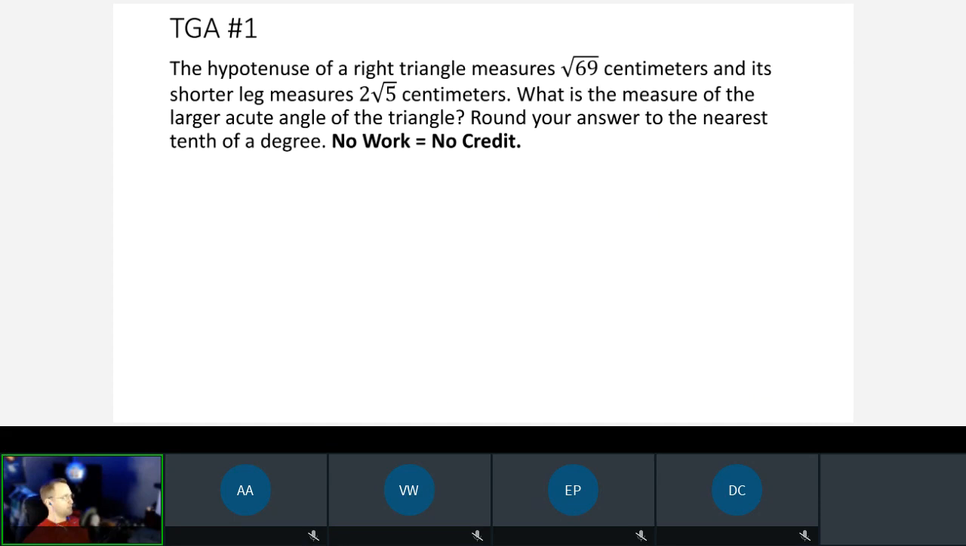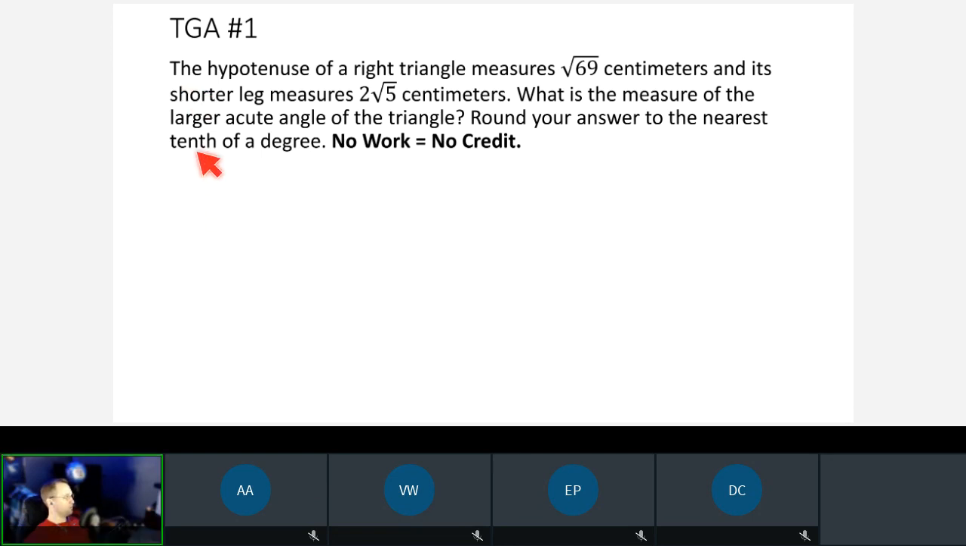All right, TGA number 1. The hypotenuse of a right triangle measures radical 69 centimeters, and its shorter leg measures 2 radical 5 centimeters. What is the measure of the larger acute angle of the triangle? Round your answer to the nearest 10th of a degree.